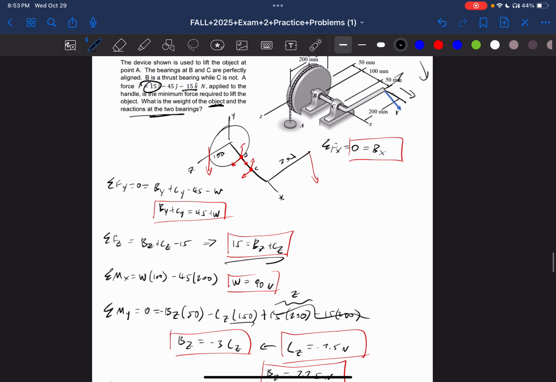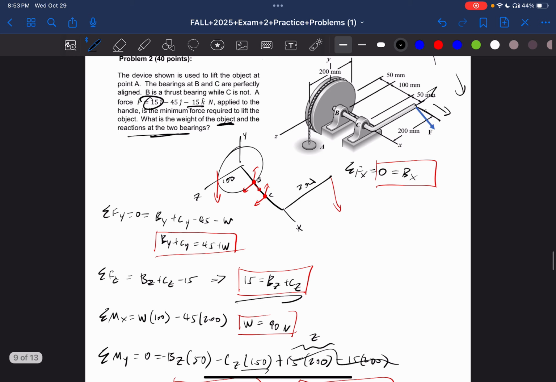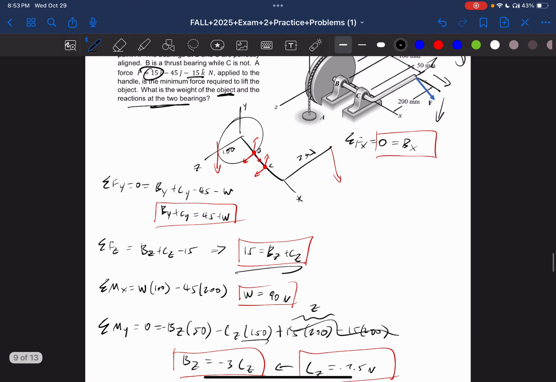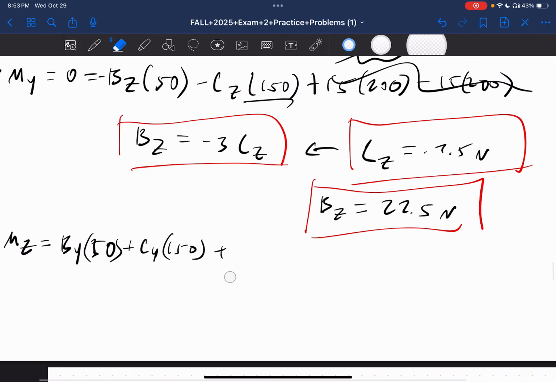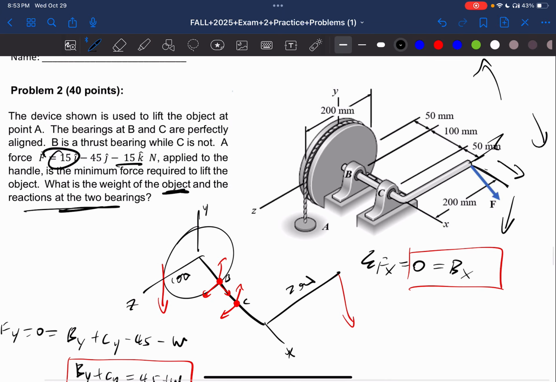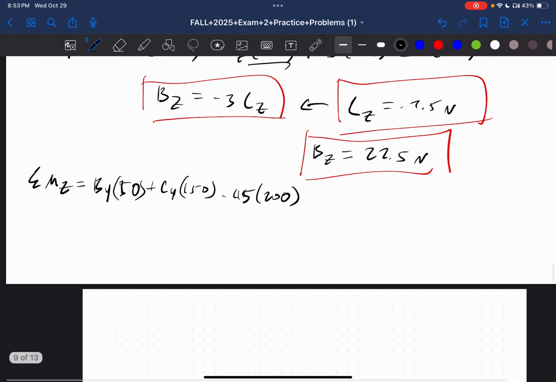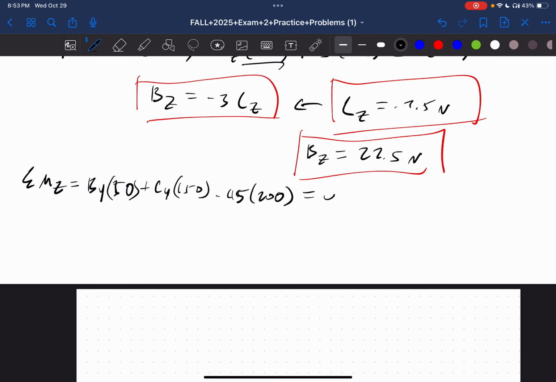Okay, what else? Looks like this is going to cause a moment in the negative direction, which is going to be going down, which is going to be clockwise, which is going to be negative. So negative 45. So this is going to be negative 45 times the moment arm from here to here, which is 200. Which is all going to be equal to 0.